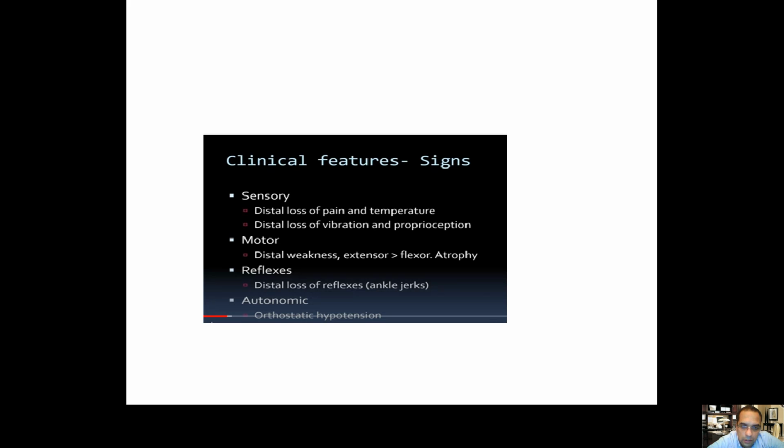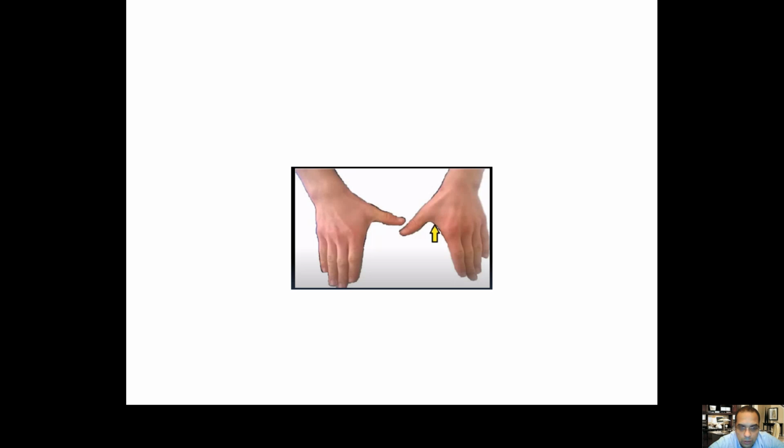Now the clinical signs. For sensory signs, we will see distal loss of pain and temperature, and distal loss of vibration and proprioception, not necessarily at the same time. Some diseases have a preference for taking away pain and temperature, or for hitting vibration and proprioception, according to whether they affect the large or small sensory fibers. Motor signs: distal weakness, more of the extensors than the flexors, and distal loss of the reflexes, which are the ankle reflexes.